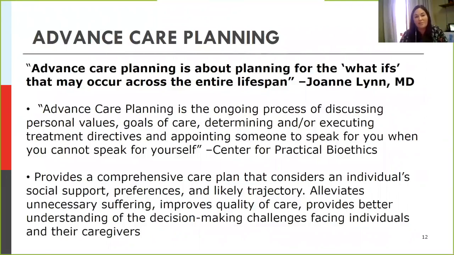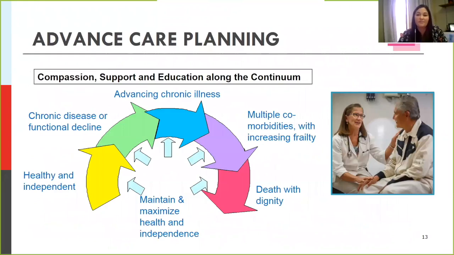And as professionals, I think we play a really large role in introducing this process and helping to facilitate this conversation within patients and their loved ones, right? A comprehensive care plan that considers an individual's social support, preferences, and likely trajectory. And I think all of those pieces are really important. Advanced care planning can alleviate unnecessary suffering. It can improve quality of care and provide a better understanding of decision-making challenges facing individuals and their caregivers.